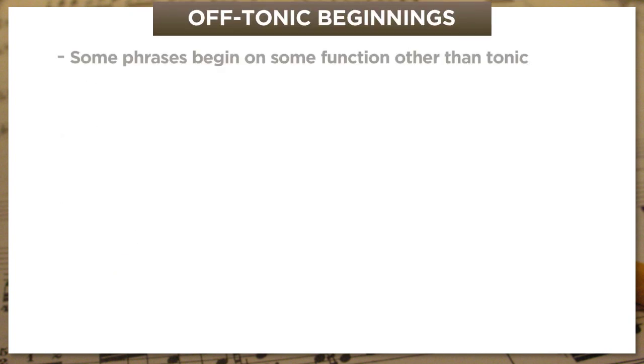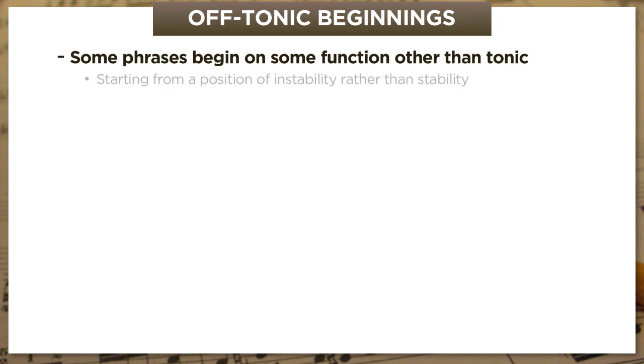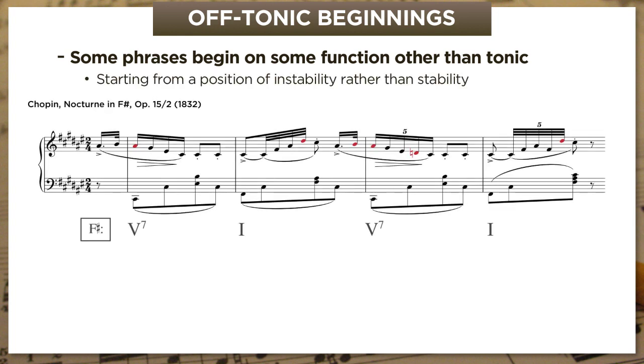And it turns out there are lots of cases in which phrases really do start on some function other than tonic. And this gives a very different sense of harmonic balance because we're starting from a position of instability rather than stability. Here's a pretty simple one from Chopin's F-sharp major nocturne. It starts with a simple 2-bar idea that leans into the dominant and only then resolves to the tonic, and then he repeats this with a variation. Have a listen.